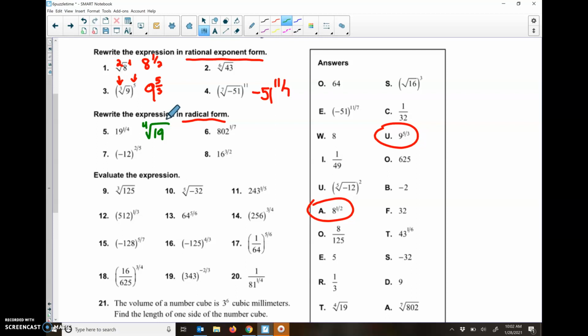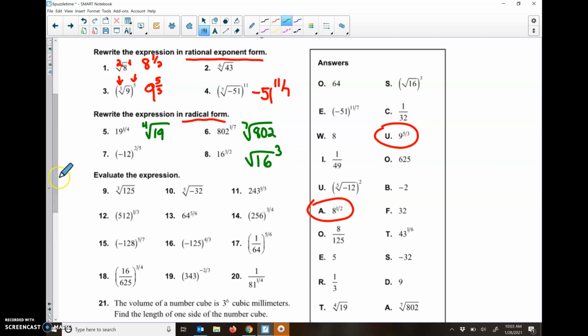Okay, kind of the same thing with number 6 here. It's going to be the square root of 802, except it's not going to be a square root because there's a 7 there. So it's going to be the 7th root of 802, and then really, again, could put like the first power there. Okay, or like, let's look at number 8. So it's going to be 16 here. And we're not going to put that 2 there because it's already implied that it's a square root. So if you're putting that on Big Ideas, it's going to mark it wrong. And then it's going to be to the 3rd power.